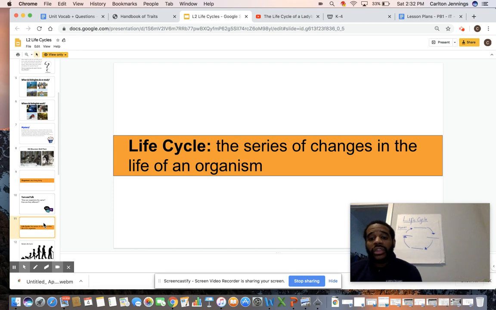Life cycle. So this is the word that we're going to be focused on the most today. Life cycle. This is the series of changes in the life of an organism. And we'll see different models about that shortly. So this shows how something is born all the way to they're an adult until they die. Every organism is born and dies at some point, and there are different things that happen in between, but every organism has a series of changes in its life.